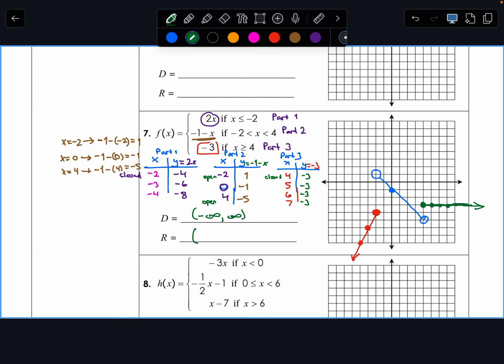Okay, all right. So it's going to be negative infinity to positive 1 with a parentheses.